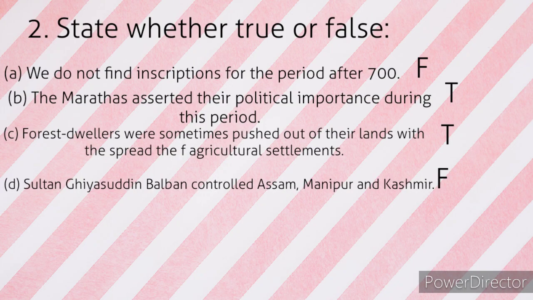Question 2. State whether true or false. A. We do not find inscriptions for the period after 700. Answer. False. B. The Marathas asserted their political importance during this period. Answer. True. C. Forest dwellers were sometimes pushed out of their lands with the spread of agricultural settlements. Answer. True. D. Sultan Ghiyasuddin Balban controlled Assam, Manipur and Kashmir. Answer. False.